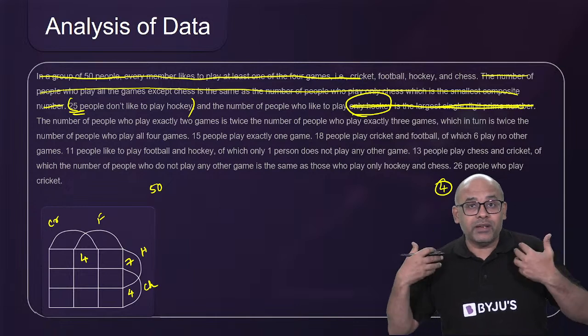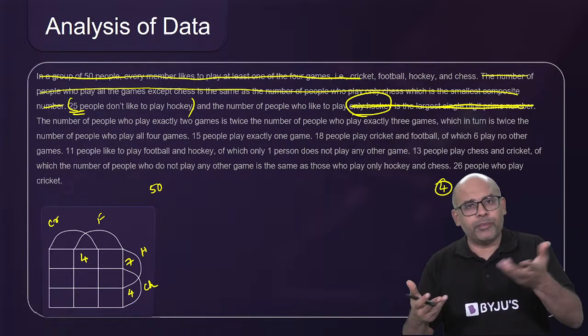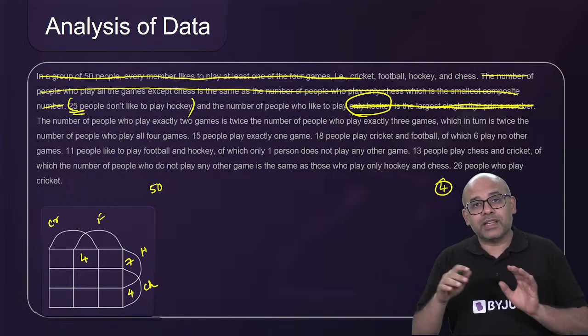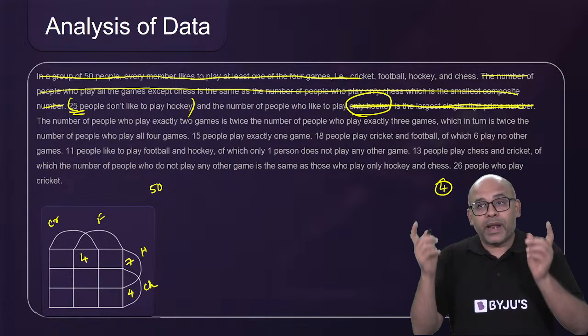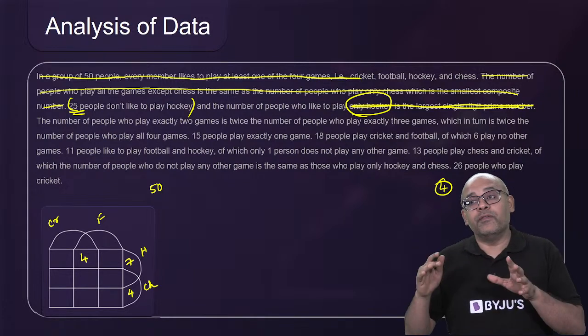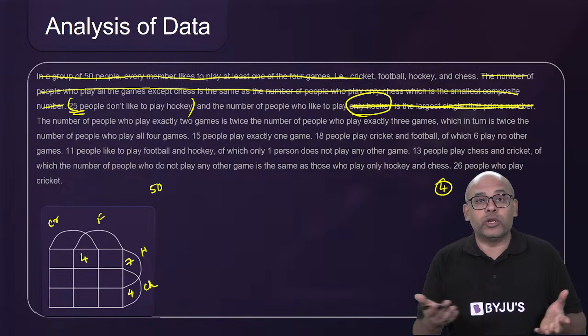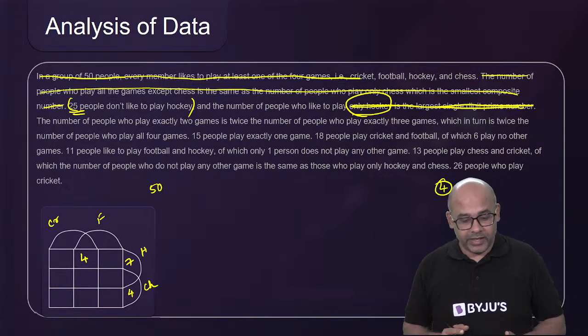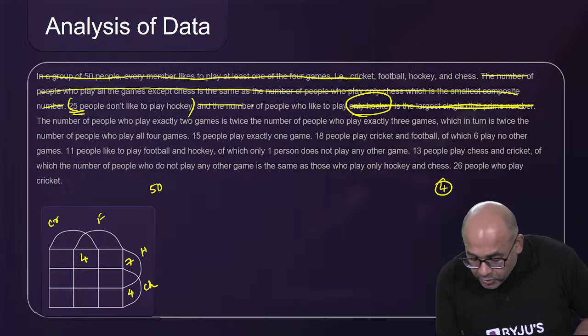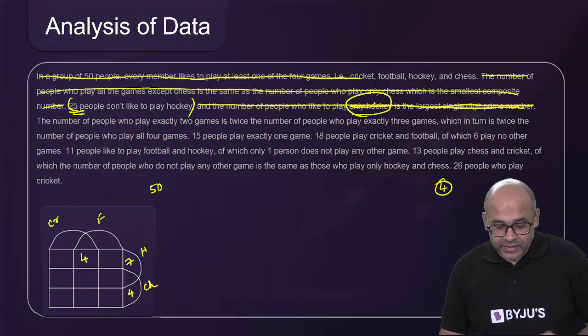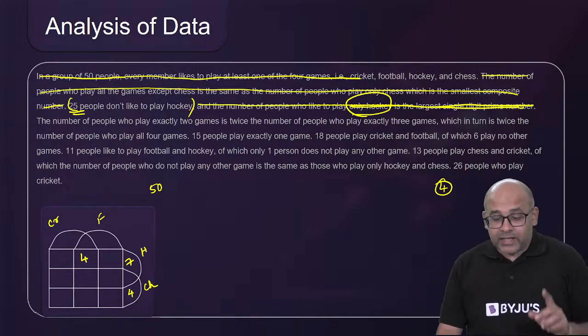I have developed my own notation. You can develop your own notation. Cut means I have put it in my Venn diagram. Bracket means I have read it, but I have not put it somewhere because I don't know where to put that. So many boxes. That's the meaning. And the number of people who like to play, this is taken care of. Next, the number of people who play exactly 2 games.